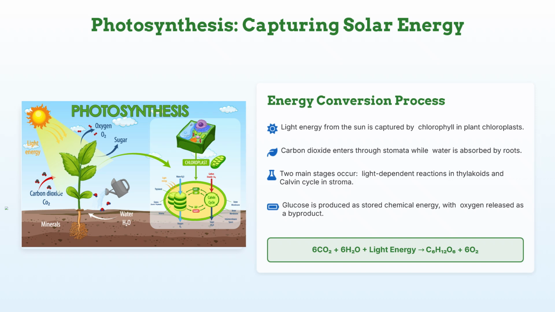During these reactions, light energy is converted into chemical energy stored in glucose molecules. The overall equation shows 6 molecules of carbon dioxide plus 6 molecules of water combined with light energy, producing 1 glucose molecule and 6 oxygen molecules.